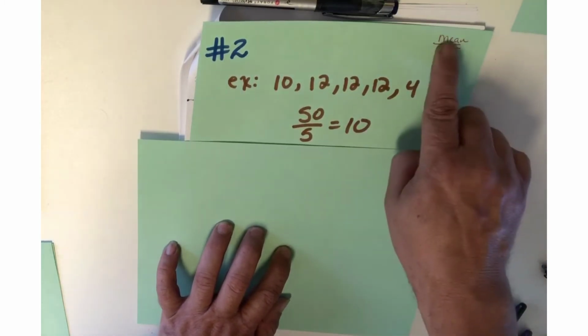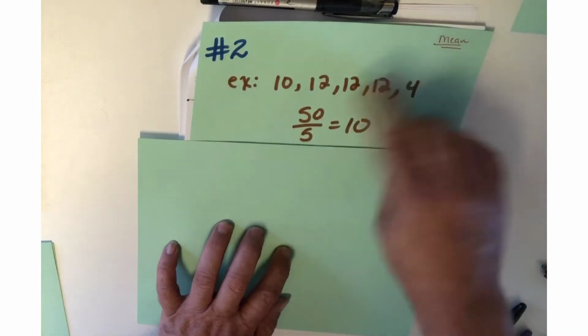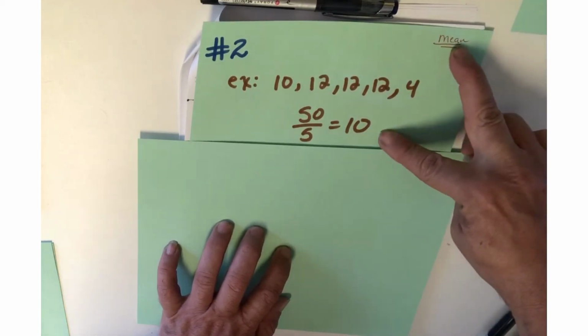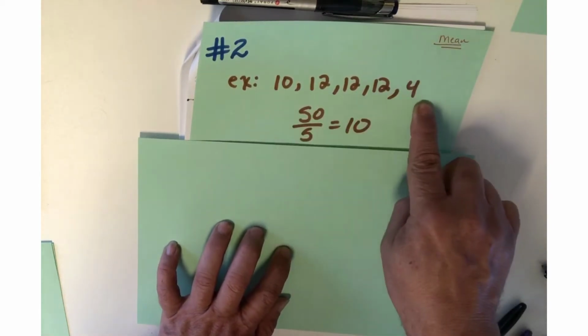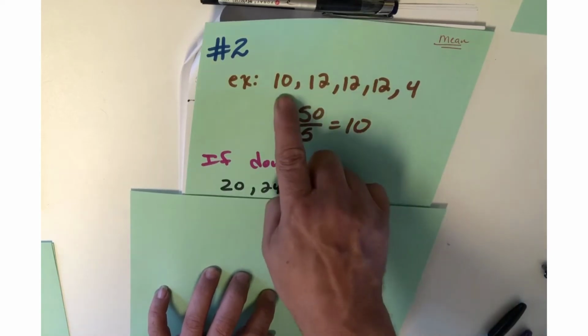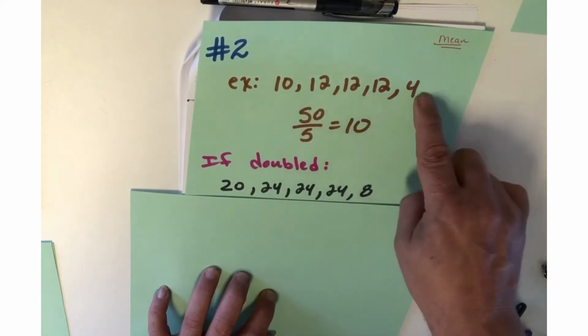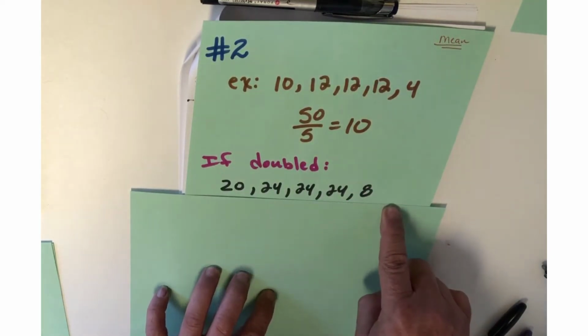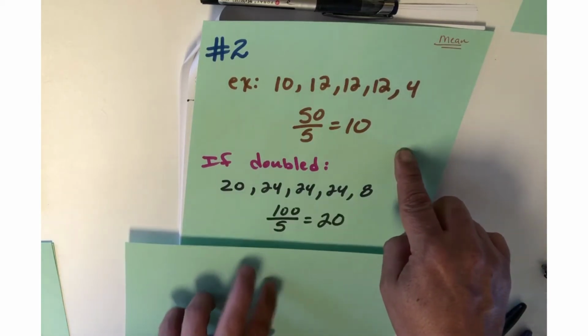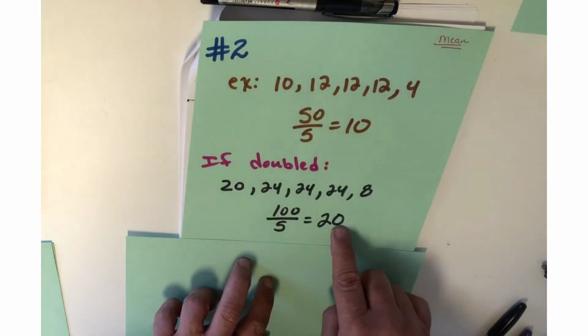And then they say to double it. Okay, so I'm going to double my data points, and then you're going to see what happens to the mean. If I double my data points, that becomes 20, 24, 24, 24, and 8. Here they are. So now when I calculate my new mean, that's 100 divided by 5, which is 20.